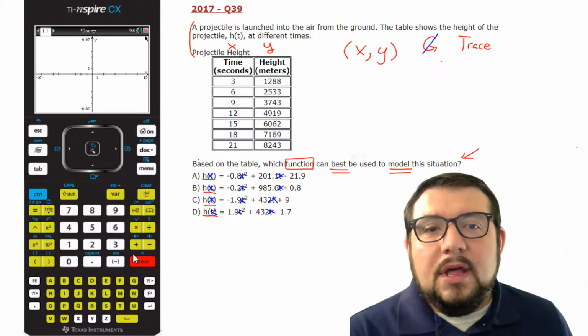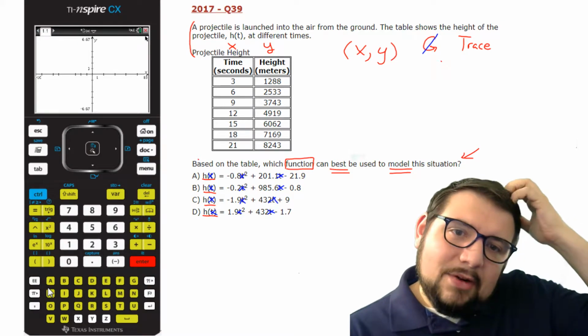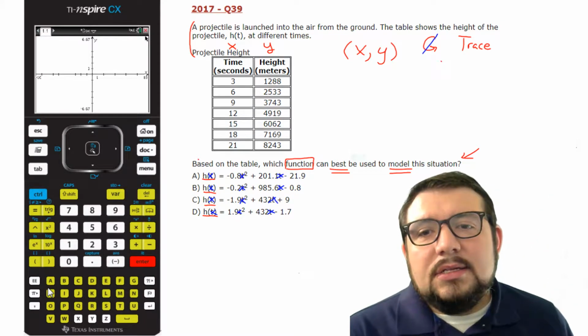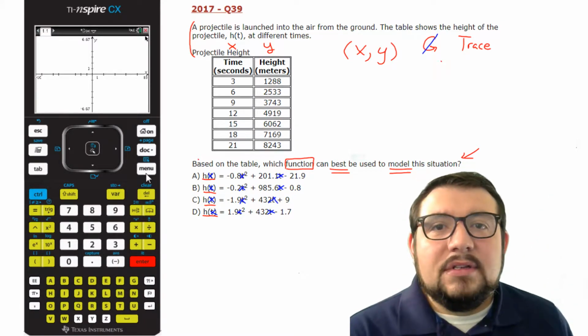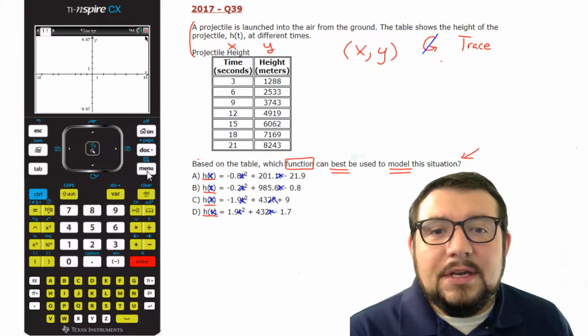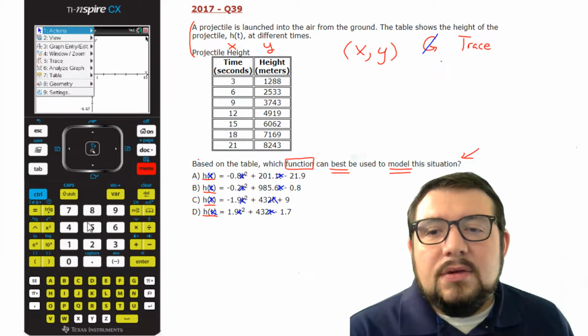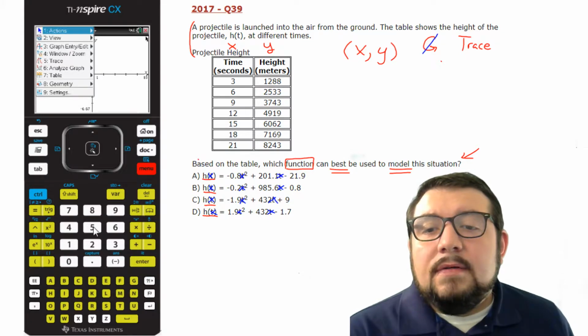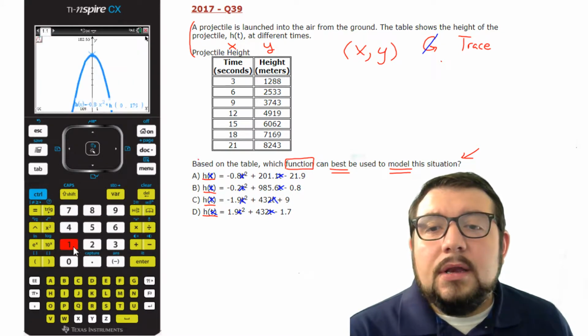And now I have nothing. You can see that I did not get a graph here. Well, that's okay. That doesn't mean anything. If you cannot see the graph, it doesn't mean it's not there. It just means it's not on your screen. So what I can do is push menu 5, 1.